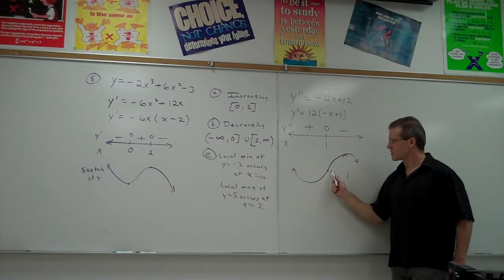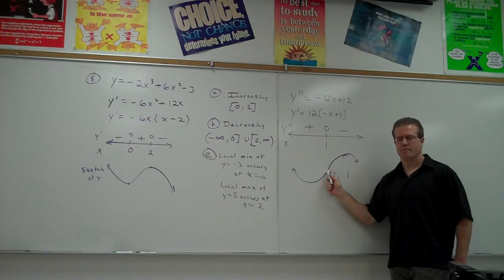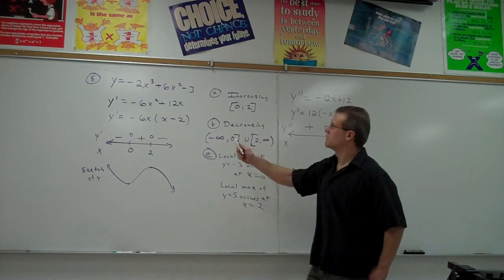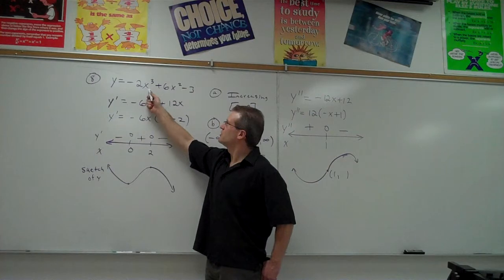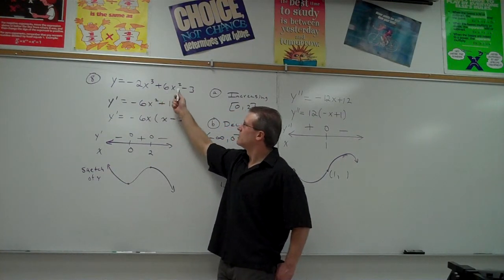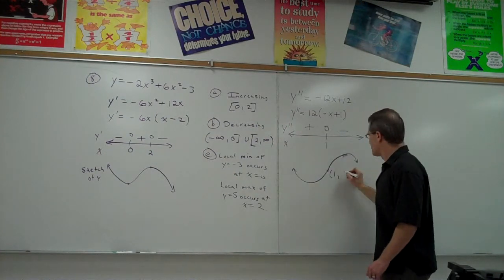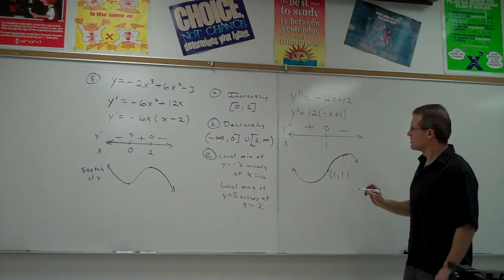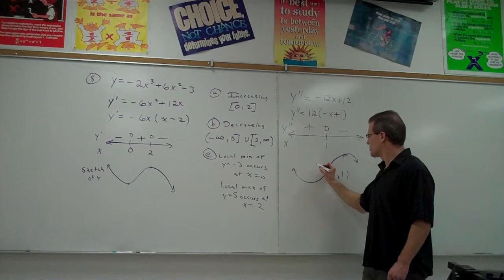How do I find the y-coordinate of my point of inflection? Plug 1 in the original equation. Plug 1 into here, you're going to get negative 2, plus you plug 1 in here is 6, so negative 2 plus 6 is 4, minus 3 is 1. So, we've got a point of inflection at 1, 1.